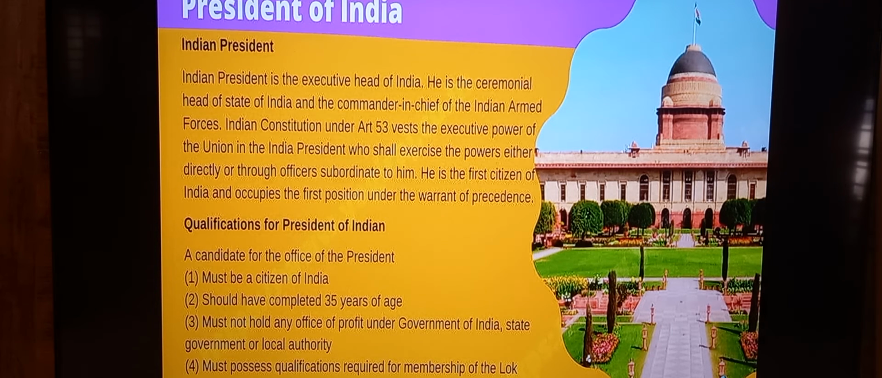A candidate for the office of the President must be a citizen of India and should have completed 35 years of age. And he must not hold any office of profit under the Government of India, state government or local authority. And he must possess the qualifications required for the membership of the Lok Sabha.